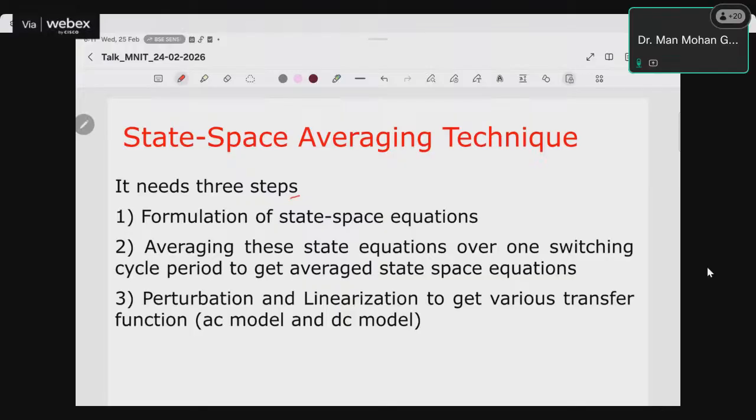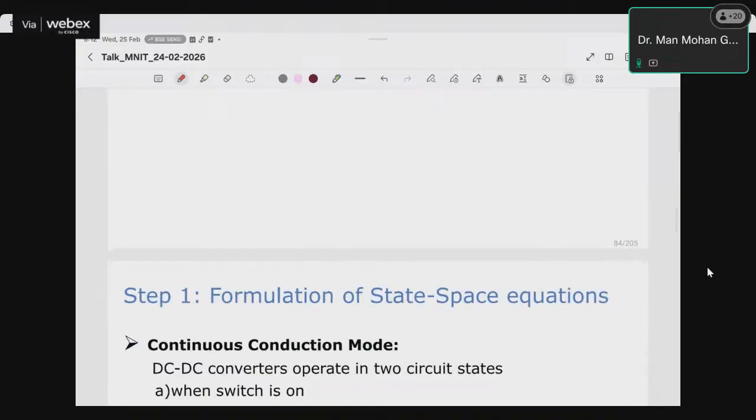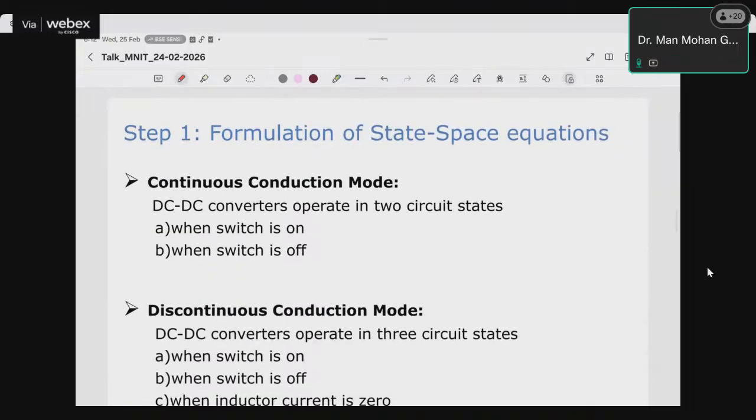The step one says that we will formulate the state space model of the converter in different modes. Then in second step, we will average out these state space models over one switching cycle to get the average state space equations. Then in third step, we will linearize around a DC operating point. We will introduce the perturbation and we will get different AC model and DC model. So the step one, formulation of state space equations.